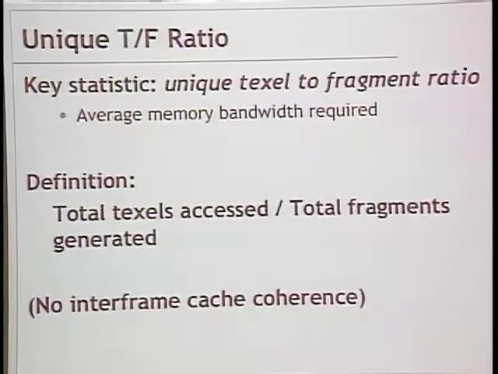One of the questions you might start off with is, what's the unique texel to fragment ratio? That basically says, how much reuse do we actually get? Are we reusing the same texels over and over, or does every fragment have its own texel? If every fragment ends up getting its own texel, then this ratio is going to be 1, and that would be bad. We couldn't cache very well. If this ratio is very, very small, then that's probably good for us, because then we can cache.